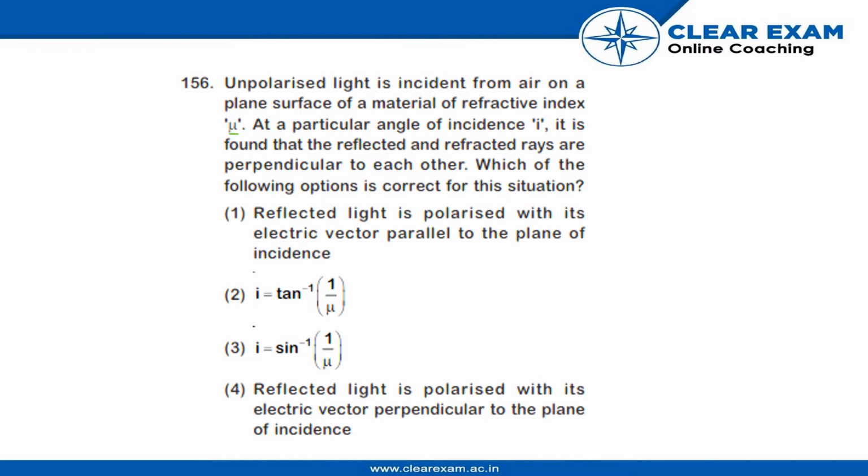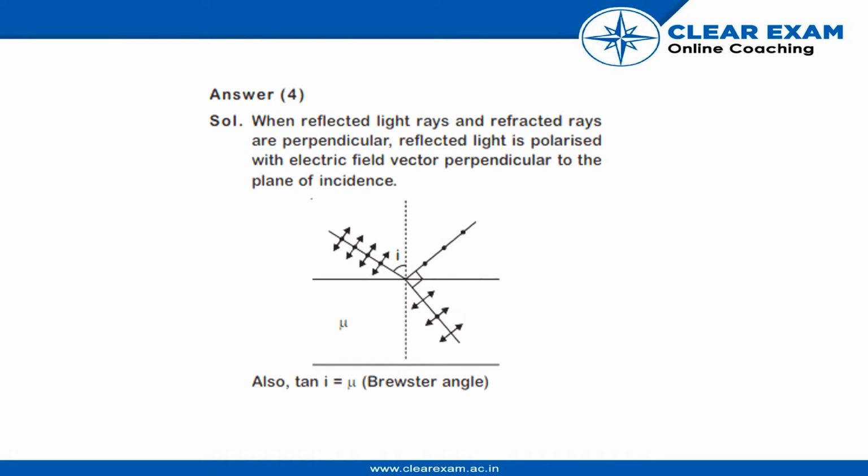Now let us move to the solution. The solution is the fourth option, which says reflected light is polarized with its electric vector perpendicular to the plane of incidence. So the diagram is also here. You can see that this is the material of refractive index mu and this is the surface of incidence. At angle I, this is the normal.